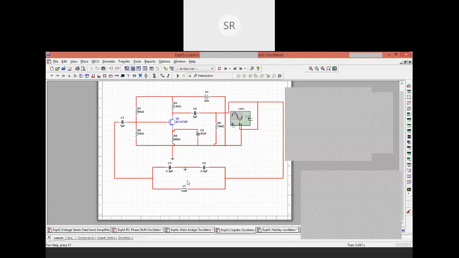You may have the formula to calculate the Colpitts oscillator frequency. F is equal to 1 by 2 pi square root of L into C equivalent. Otherwise, here I am going to just simulate this experiment.